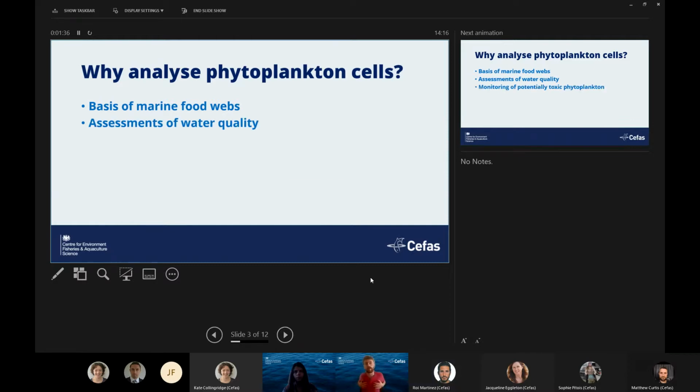We use analysis of phytoplankton to provide an assessment of the water quality. Different species have different nutrient requirements. So if you have a lot of runoff from farms and fertilizers and things, that will affect the proportion of different species in the water. So if you're looking at things like eutrophication, they can give you an idea of that as well.